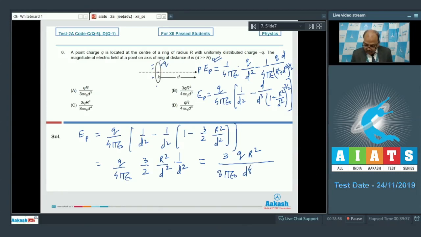Let's look at the options now. We can see that it is matching with option C. So option C is correct. Let's now go to the next question.